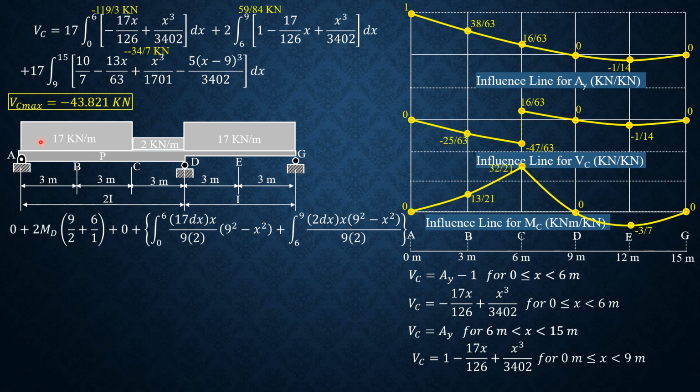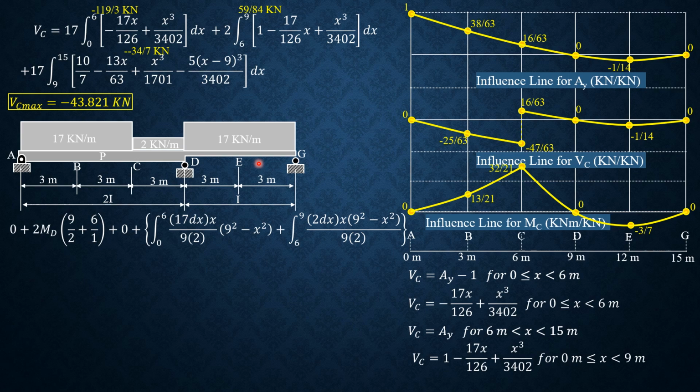X is A, the distance of the centroid of strip from A is x, divided by L, and moment of inertia is 2. Then quantity L square minus A square, A is x. Then for the second 2 dx, A is x. Then divided by L times I, which is 2 also for portion CD. Then L square minus x square. However, the limits for the second integral is from 6 to 9, 6 meters to 9.